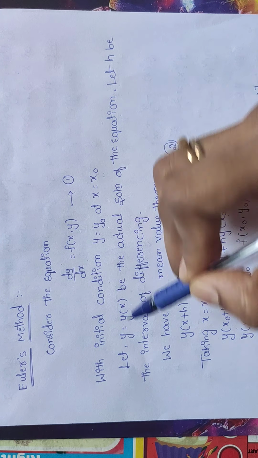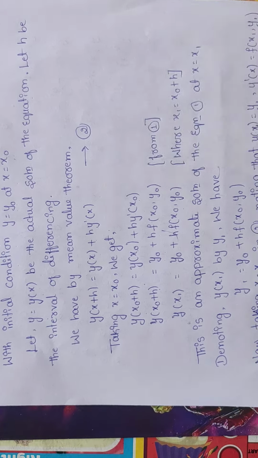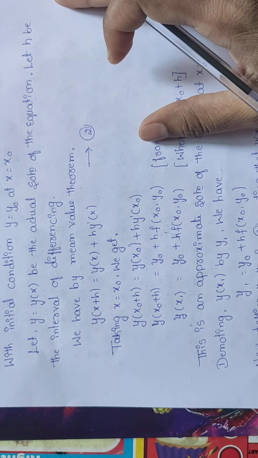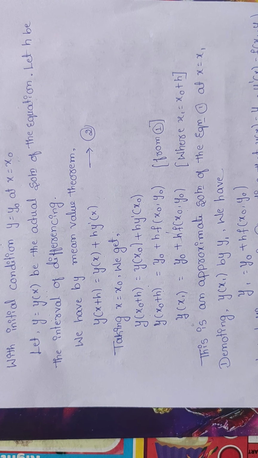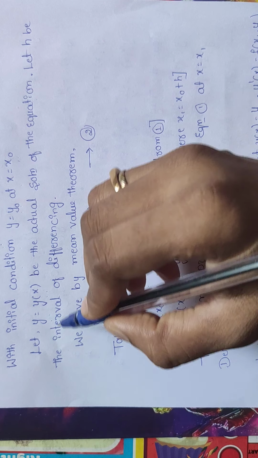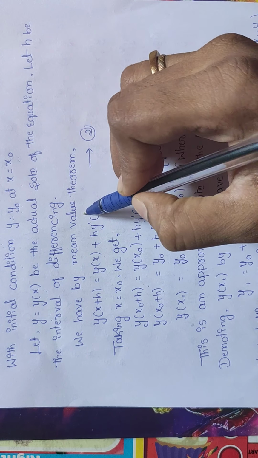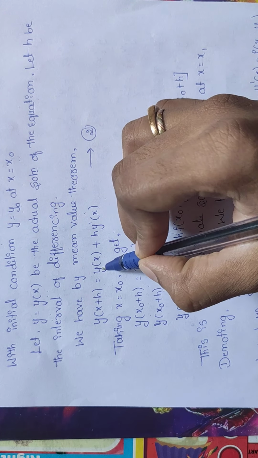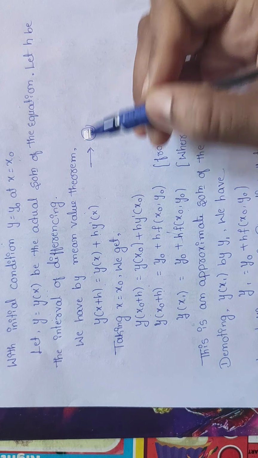Let y(x) be the actual solution of the equation. Let h be the interval of differencing. By the mean value theorem, here is the formula: y(x + h) = y(x) + h y'(x).